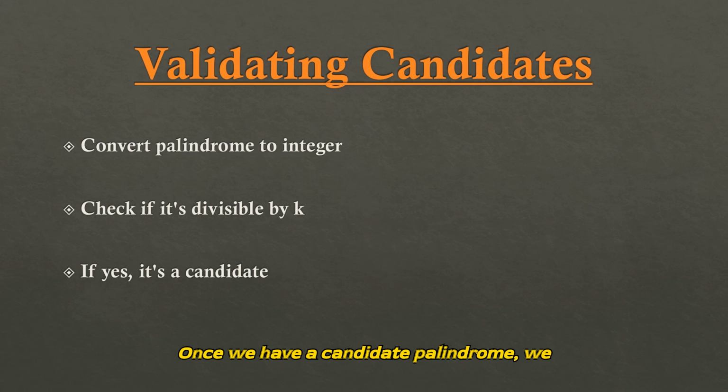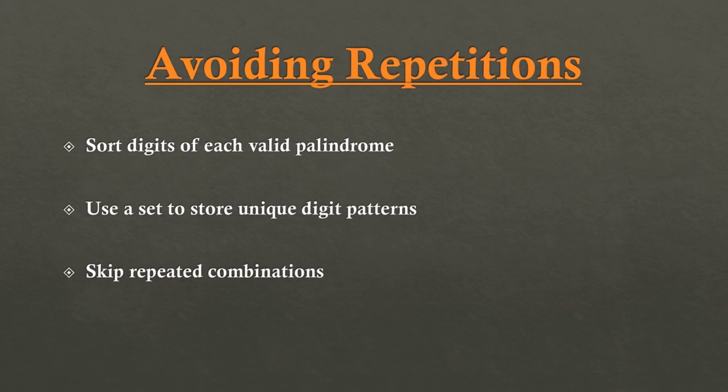Once we have a candidate palindrome, we need to determine if it's divisible by k. We convert the palindrome string into a number and check if the result modulo k equals 0. Only those palindromes that satisfy this condition are considered valid for further analysis. To avoid unnecessary repetition, we take advantage of the fact that different palindromic numbers might have the same set of digits, just arranged differently. We sort the digits of each valid palindrome and store them in a set. If we have already processed this sorted pattern, we skip it. This ensures that we only process unique digit combinations, saving computation time.